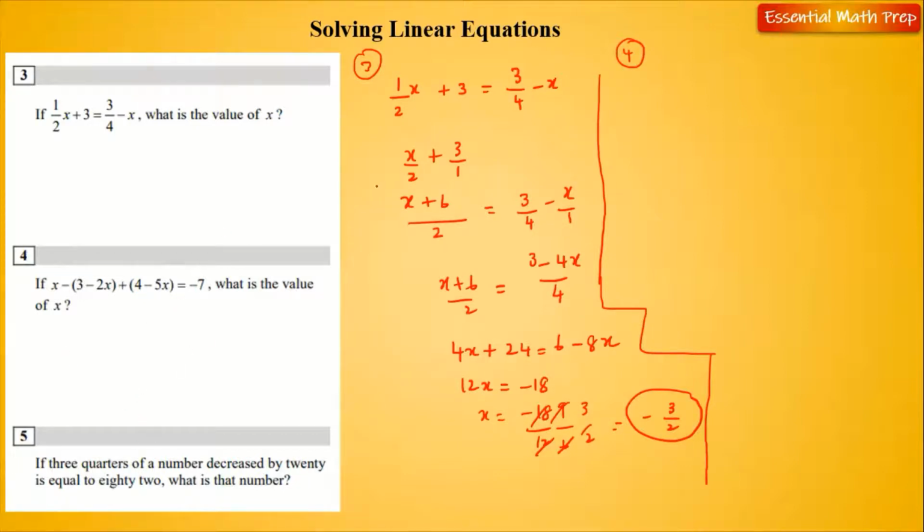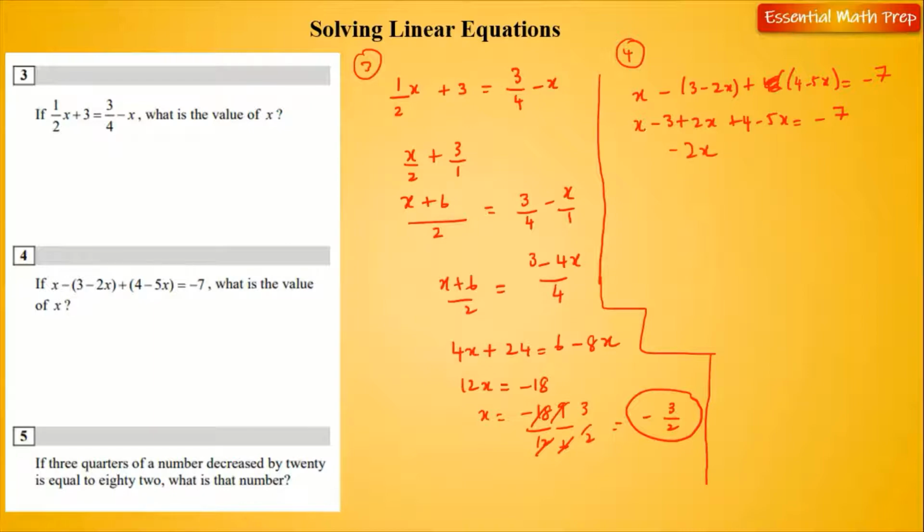So we have x minus 3 minus 2x plus 4 minus 5x equals -7. What's the value of x? So again, when you have brackets, you have to be careful how you multiply the negative. So it's x minus 3 plus 2x plus 4 minus 5x equals -7. So we have -5x plus 2x is negative 3x, and plus x is -2x, right?